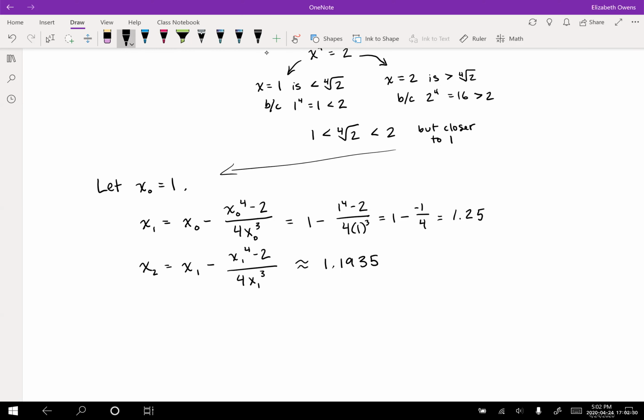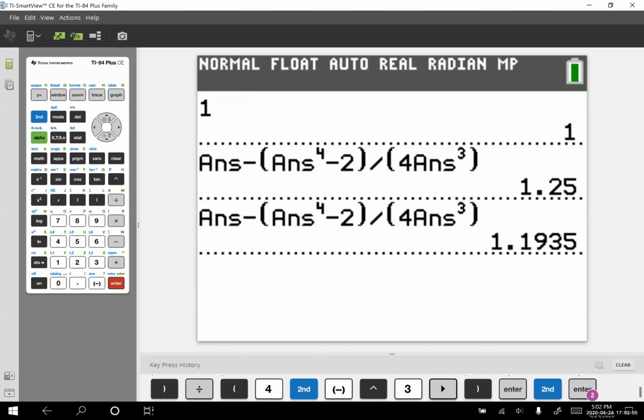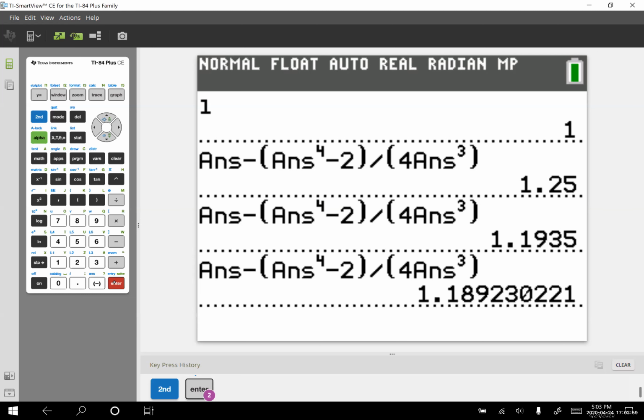1.1935. Okay, and then for x3, we would go in and do this again. Now our x2, that 1.1935, is going to be the ANS key, okay? And we're going to use the exact same formula with it. So we get to just repeat that process, use the same entry, and just press enter.